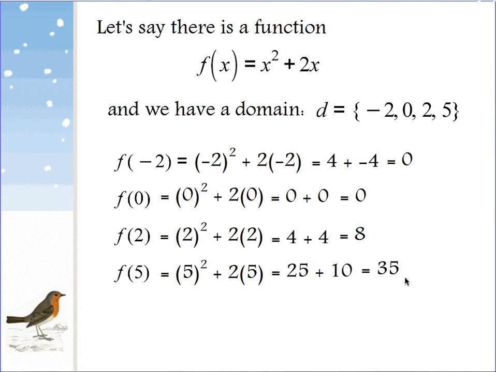Every outcome, the 0, 0, 8, and 35, are now my y values, or my function values, that belong in the range. I don't need to write 0 twice when I'm writing range. I can just say I have zeros, I have 8, and 35. And that's one way to find the range if you're given the domain.